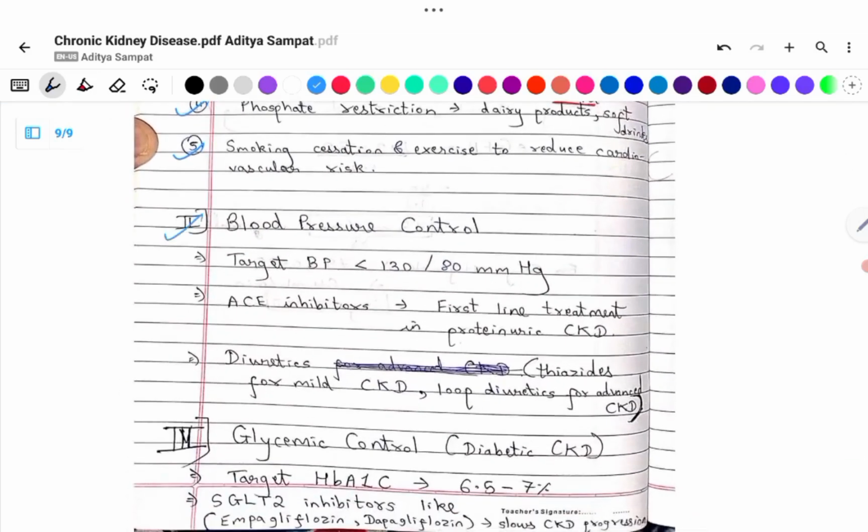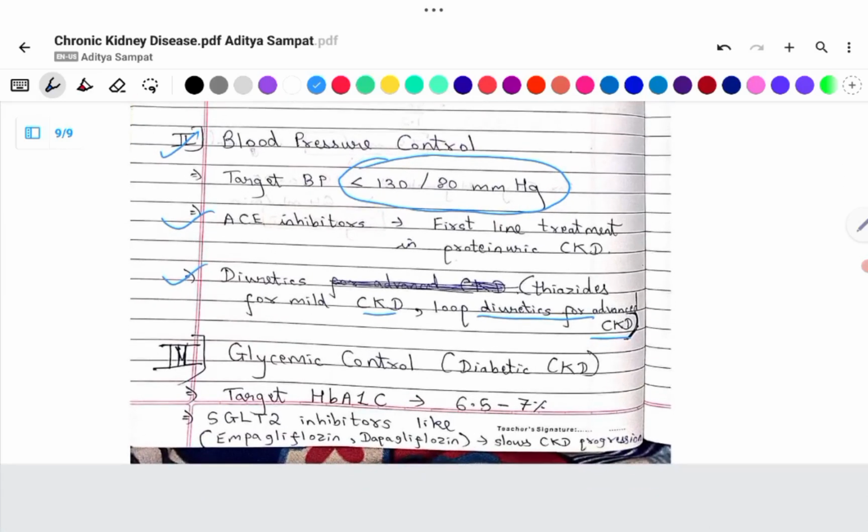Second, blood pressure control. Target BP of less than 130 by 80 mmHg. ACE inhibitors, first line treatment in proteinuric CKD. Diuretics, thiazides for mild CKD and loop diuretics for advanced CKD. Glycemic control, diabetic CKD. So target HbA1c of 6.5 to 7%. SGLT2 inhibitors like empagliflozin and dapagliflozin slow the CKD progression.